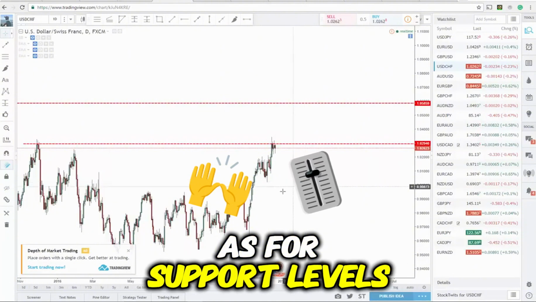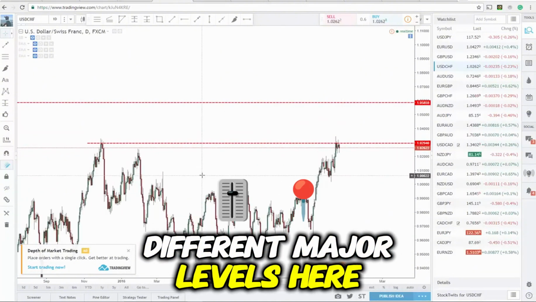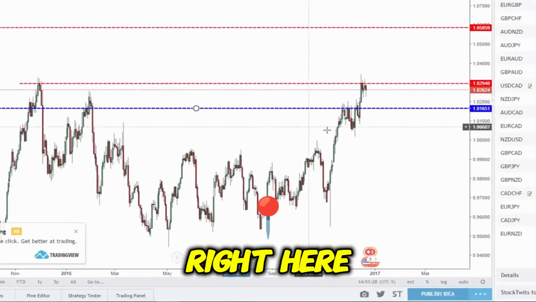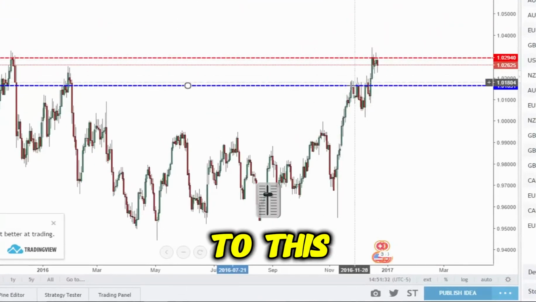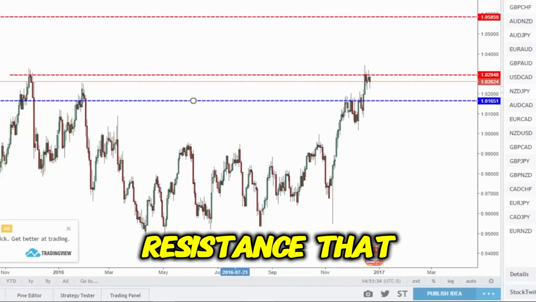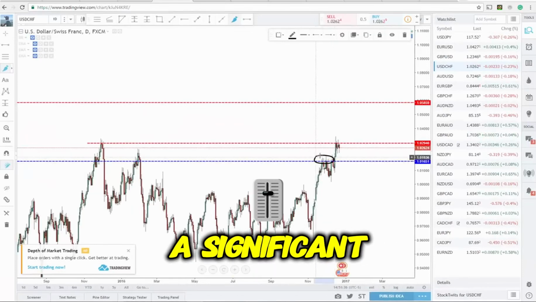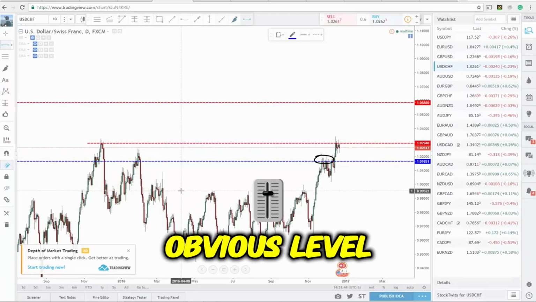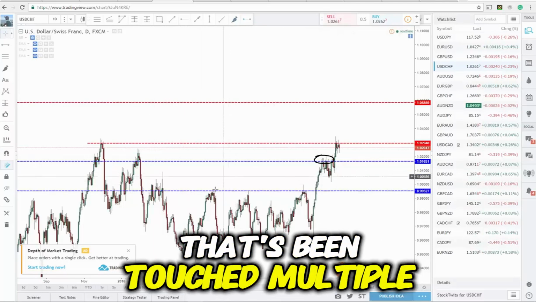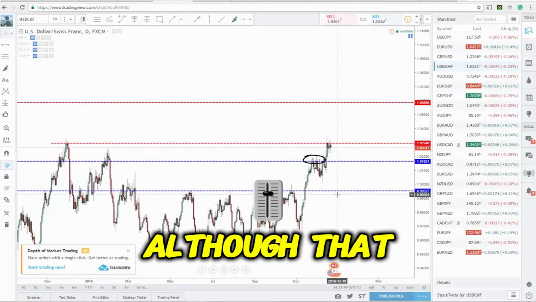Now, as for support levels, we have a few different major levels here. The first one being right here. I would like to see the market pull back to this initial level of resistance that we had. I see that as a significant level. And also, the more obvious level right in here that's been touched multiple times as resistance, although that level is pretty far away.